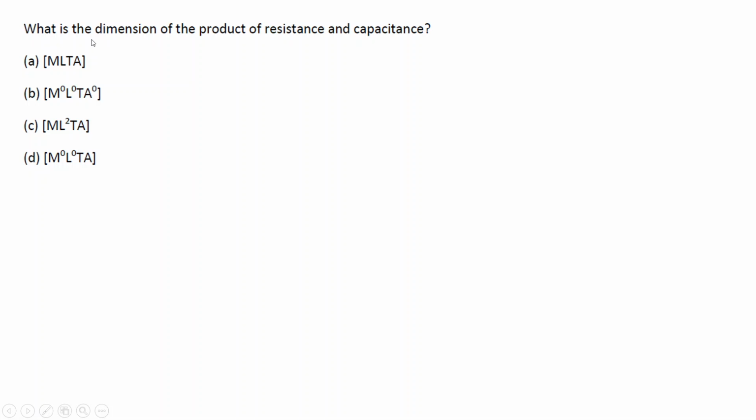The question is, what is the dimension of the product of resistance and capacitance? Resistance R and capacitance C, so the product is RC. We want to find out the dimension of this product. Now let's convert it to a different form where we easily know the dimensions of those units. So R and C, let's keep it like this.